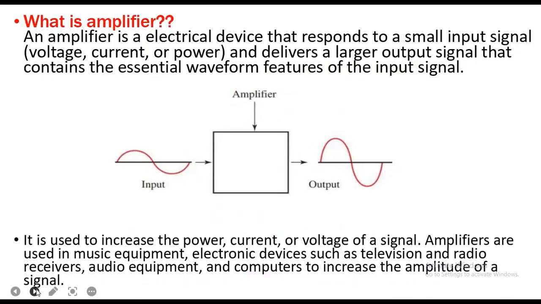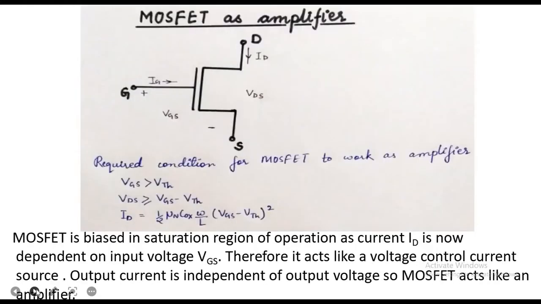So, what is an amplifier? An amplifier is an electric device that responds to a small input signal, it may be voltage, current or power, and delivers a larger output signal that contains the essential waveform feature of the input signal. Amplifiers are used to increase the power, current and voltage of a signal, and they are generally used in music equipment, electric devices such as television, radio receiver, audio equipment and computer to increase the amplitude of a signal.